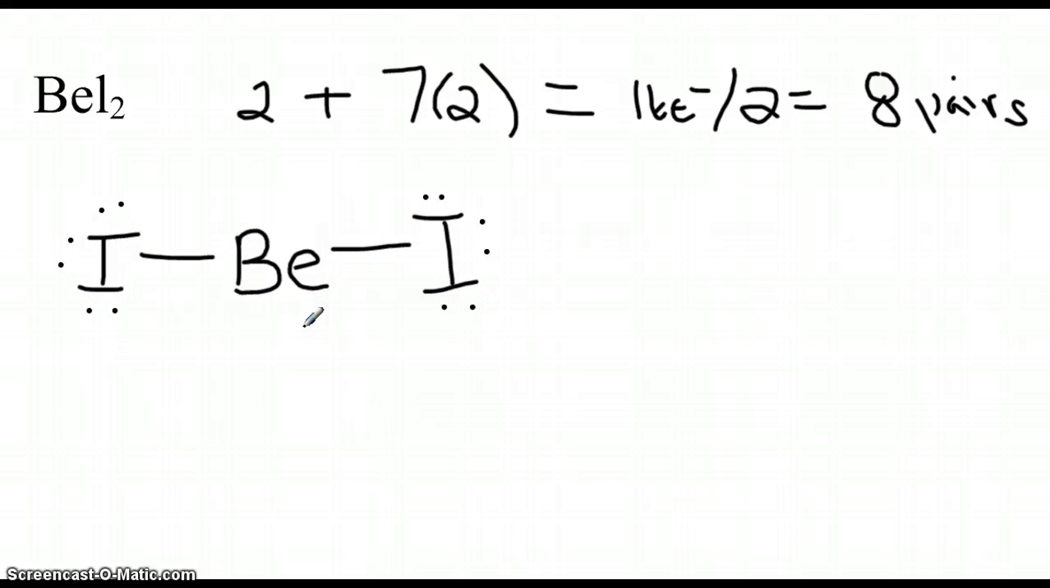Now I need to double check. Are all 8 pairs used? 1, 2, 3, 4, 5, 6, 7, 8. Yes. Does iodine have all 8 at once? Yes. And the beryllium is happy with just these 2 pairs. Okay, let's move on to the next one.